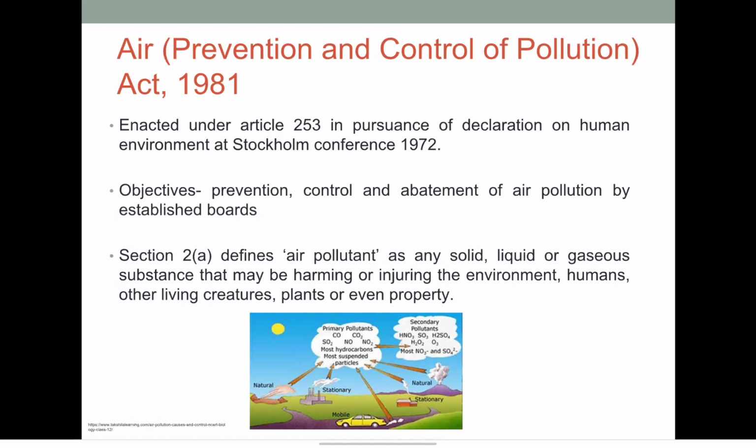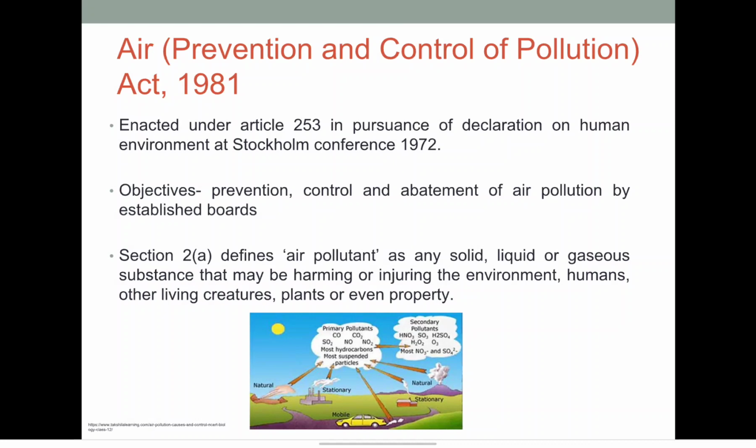The Air Prevention and Control of Pollution Act, 1981 was enacted in 1981, way before the enactment of the Environment Protection Act. Again, this act was enacted under Article 253. We have discussed this article, that it empowers the Indian Parliament to enact laws in pursuance of international agreements. So with respect to the 1972 Stockholm Conference, the Air Prevention and Control of Pollution Act was enacted.